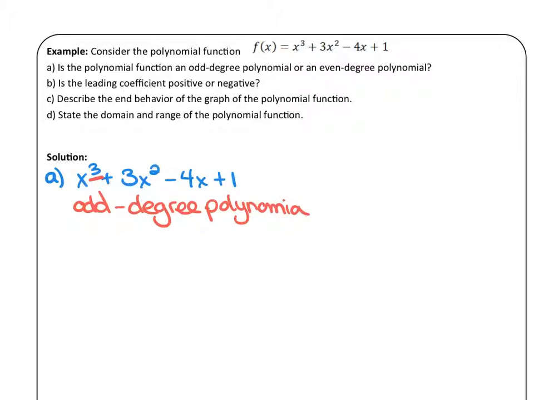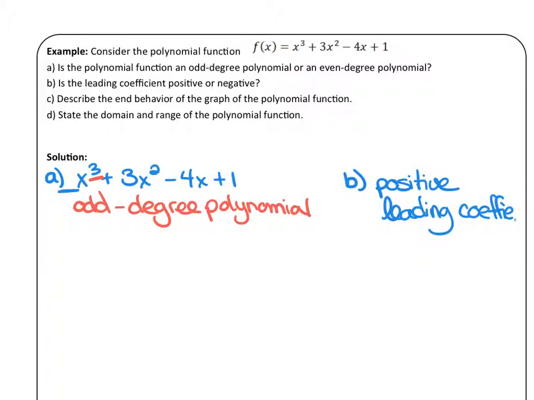Okay, b is the leading coefficient. Is the leading coefficient positive or negative? So we've got to look at the number that's in front here, and because it's a 1, and there's no negative sign there, it is a positive leading coefficient. So I don't really care about the coefficients of the other numbers. I just care about this one that has the highest exponent on it.